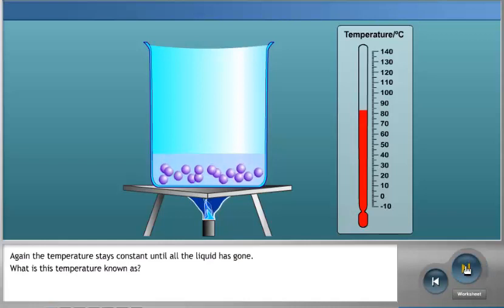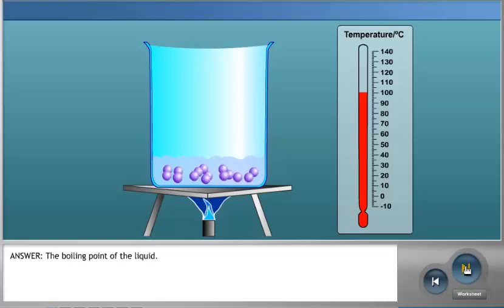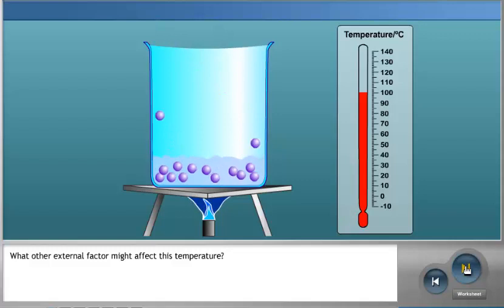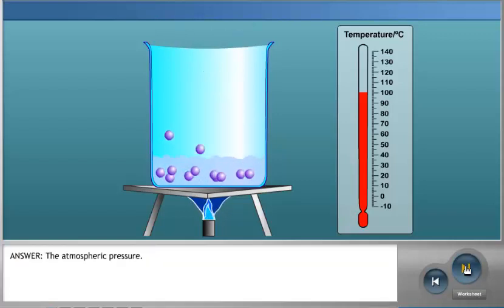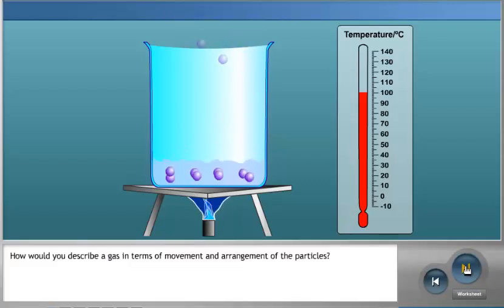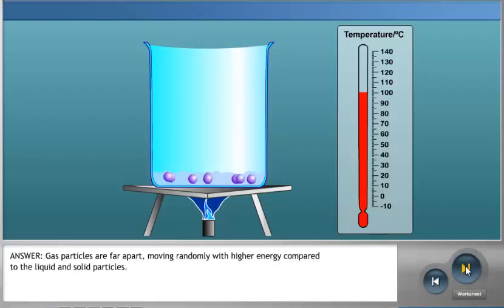Again, the temperature stays constant until all the liquid has gone. What is this temperature known as? Answer: the boiling point of the liquid. What other external factor might affect this temperature? Answer: the atmospheric pressure. How would you describe a gas in terms of movement and arrangement of the particles? Answer: gas particles are far apart, moving randomly with higher energy compared to the liquid and solid particles.